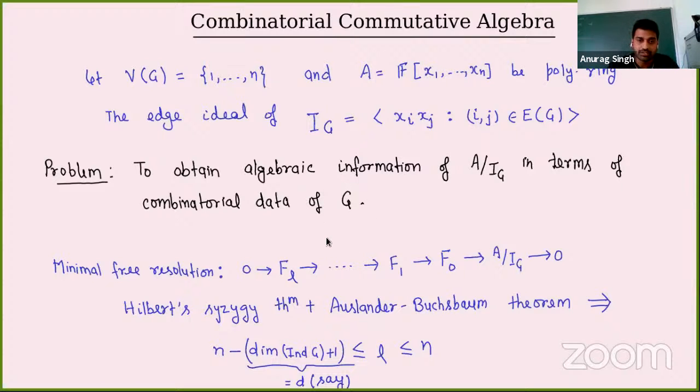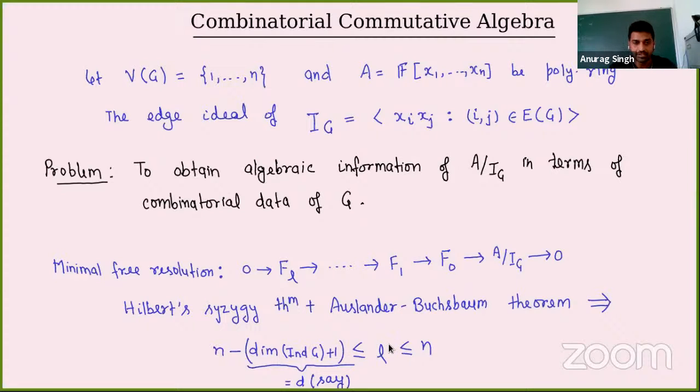To answer these questions, there are some methods that people use in algebra, and they are as follows. Given this quotient ring, you have a minimal free resolution, and for this minimal free resolution, the Hilbert-Burch theorem and the Auslander-Buchsbaum theorem imply that the length of this resolution is bounded below and above by these numbers. This number I have denoted by D. I'll be using this D in the next slide.